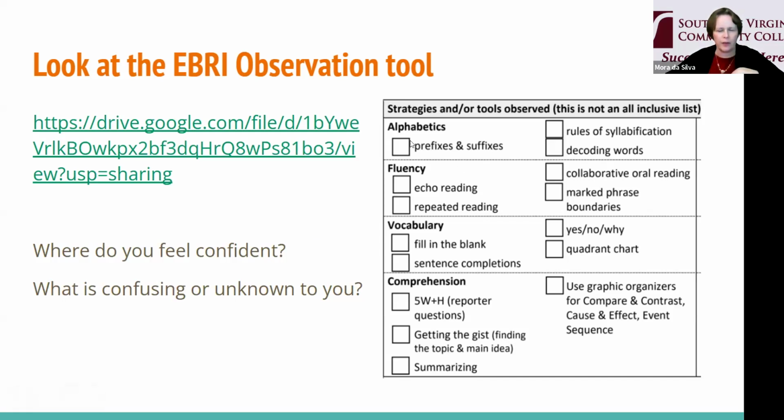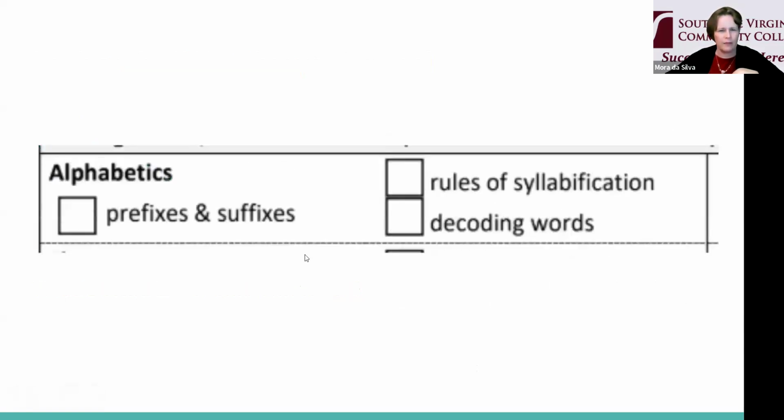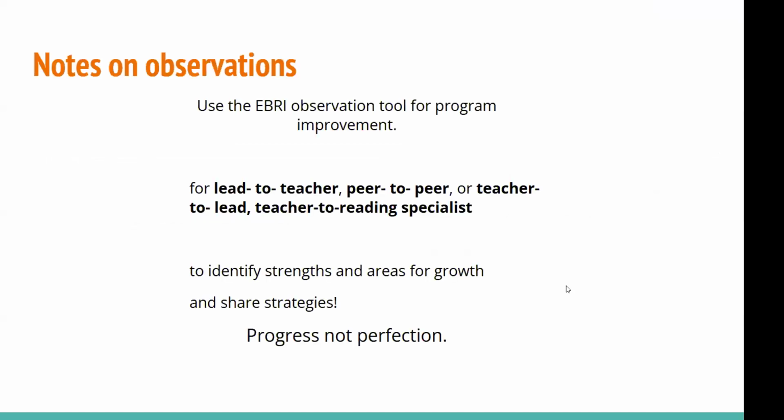We're gonna really focus on the alphabetics now. Fluency, vocabulary, comprehension, there's resources for a lot of these things here are in a folder that we're gonna share with you. So for example, marked phrase boundaries, quadrant chart, yes, no, why. If you didn't know what those are, there's a lot of information in a resource folder we're gonna share with you. But today, we are gonna focus on this part here, so the alphabetics. So there's more to alphabetics than just these 3 things, but you're gonna understand what these are after today.